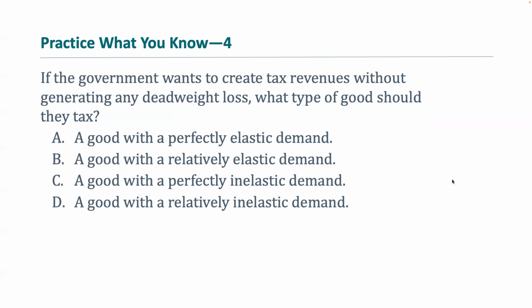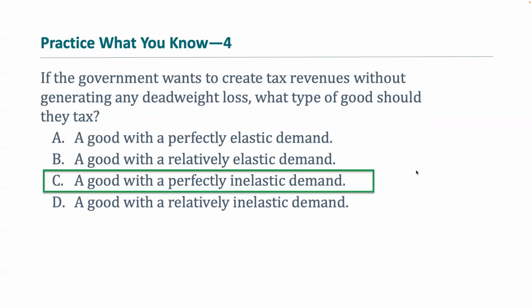Finally, if the government wants to create tax revenues without generating any deadweight loss, what type of good should they tax? And the answer here is that they want to tax a good that has perfectly inelastic demand, like cigarettes or something similar, so that there will be no deadweight loss.